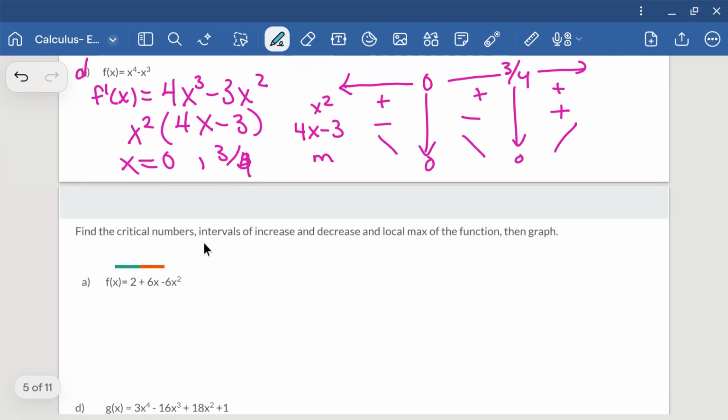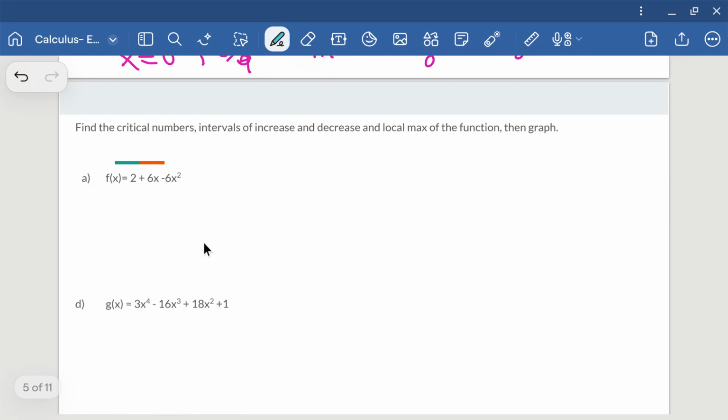Moving on to question number 2, this one's asking for the critical numbers and intervals of increase or decrease, and then a local max of the function. And I think this also says local min if there was one. So let's take a look at this first one. Same idea: if you want a critical number or intervals of increase or decrease, you need the first derivative.